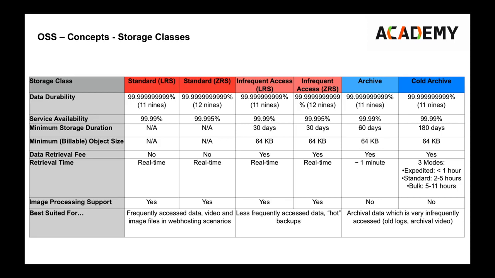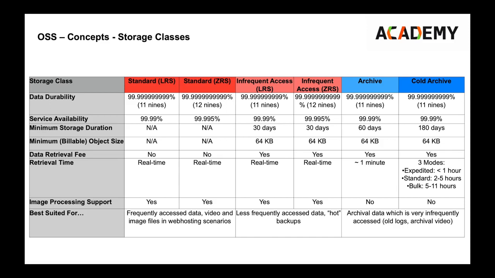So with archive, it can take up to a minute to retrieve data. With cold archive, depending on whether or not you pay for expedited retrieval, it can take between an hour and 11 hours to retrieve data. However, the advantage of those colder storage types, like archive, cold archive, or infrequent access, is that the cost per gigabyte is lower. However, for infrequent access, archive, and cold archive on the right side of my table, you do pay a retrieval fee for requesting data back from the service. So that's an incentive to not query the service more than you need to.